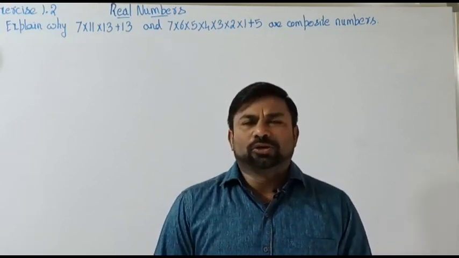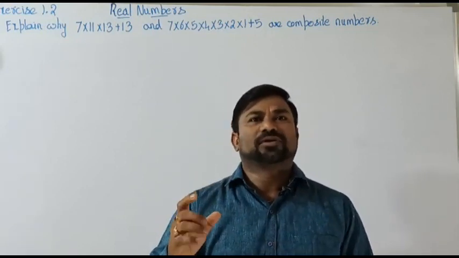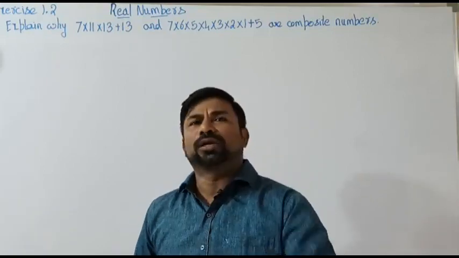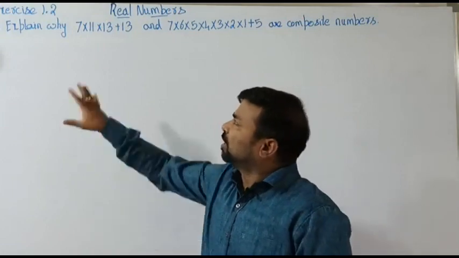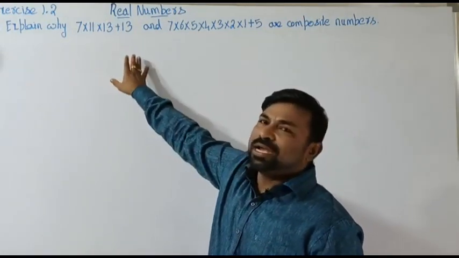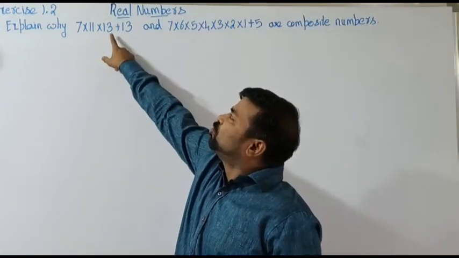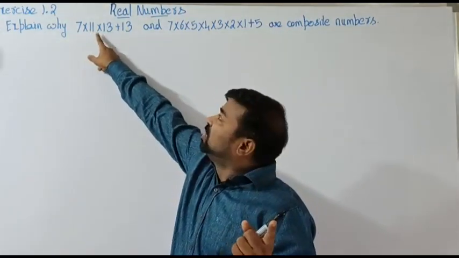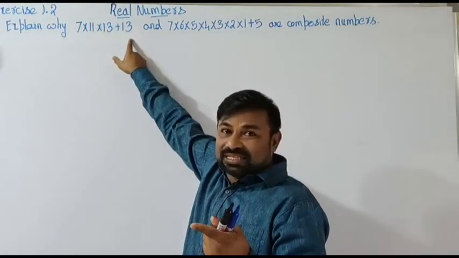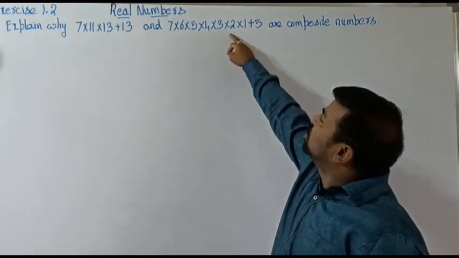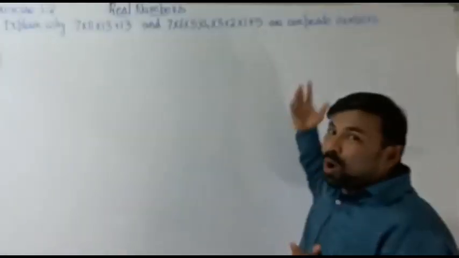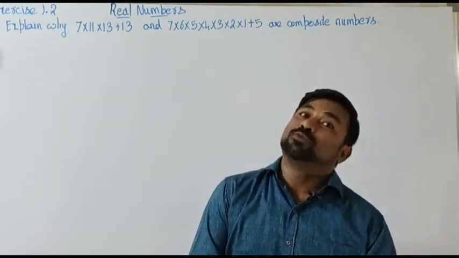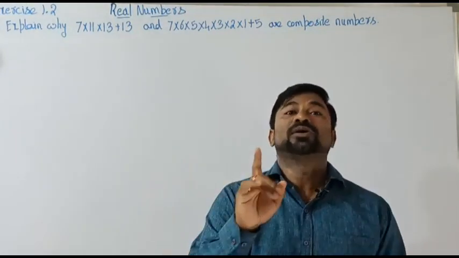So, in this video, I'm going to explain a sum related to real numbers. A little bit tricky concept, but I'm sure that I can make you understand. The concept is: explain why 7 into 11 into 13 plus 13, and 7 into 6 into 5 into 4 into 3 into 2 into 1 plus 5, are composite numbers. What's the reason? How can you say they are composite numbers? This is the sum from real numbers.